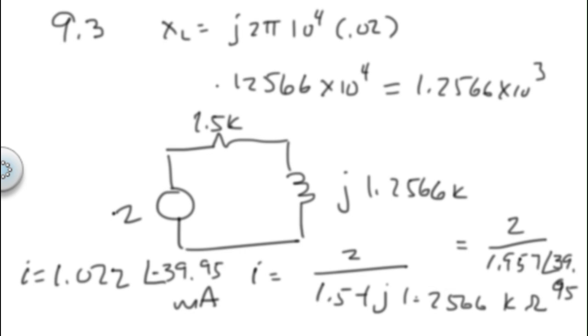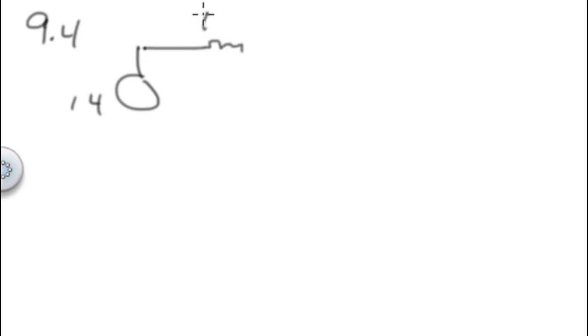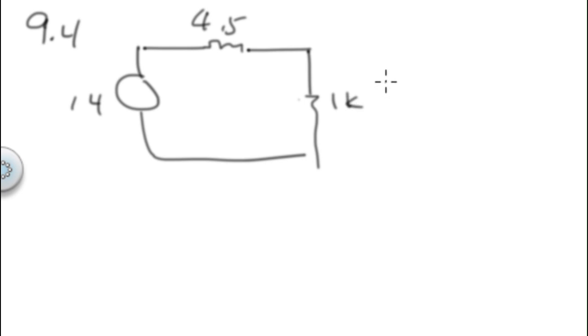Number 4. So for this one, for number 4, we have 14 volts, and we have 4.5 Henry, a big inductor, and we have a resistance over here of 1K, and we have a frequency of 140.